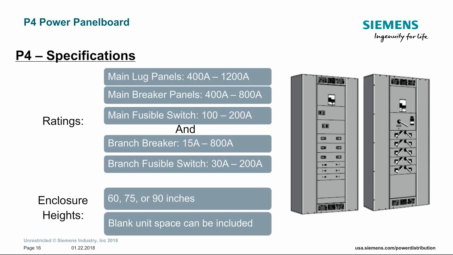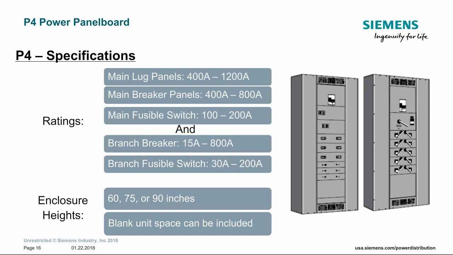And a new option for our power panel boards is the ability to have a main fusible switch, which for our P4 can be rated anywhere between 100 and 200 amps. Also, we have some adjustments in our branch devices, so our branch breakers can be rated all the way up to 800 amps now, and we have the new option of a branch fusible switch, which can be rated from 30 amps to 200 amps.